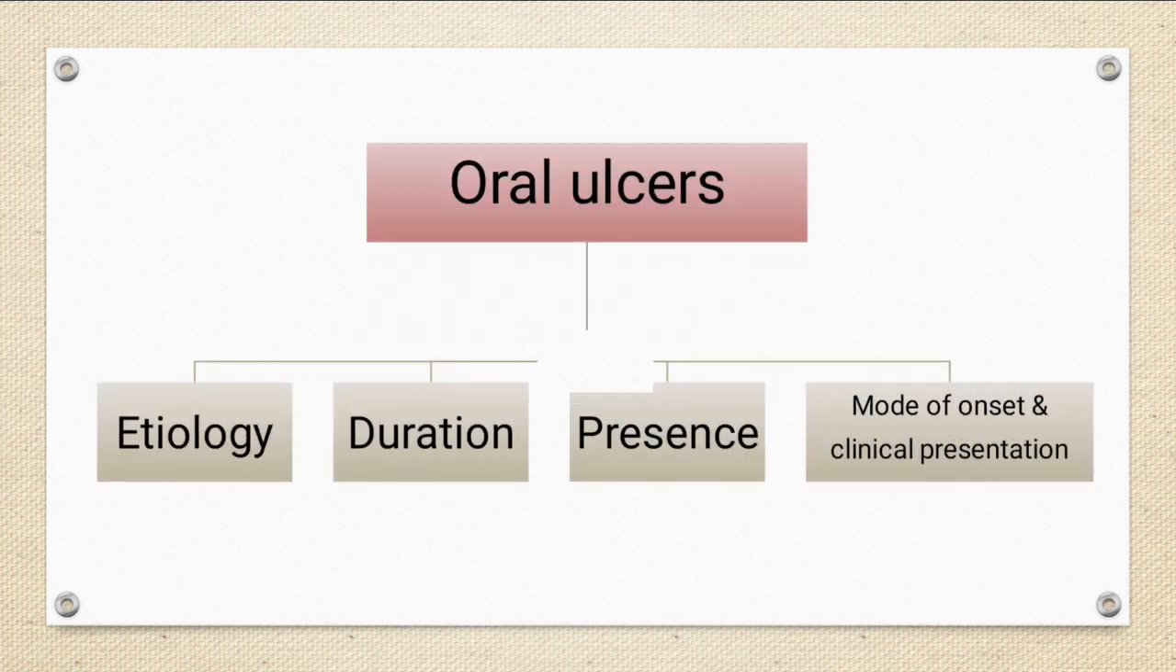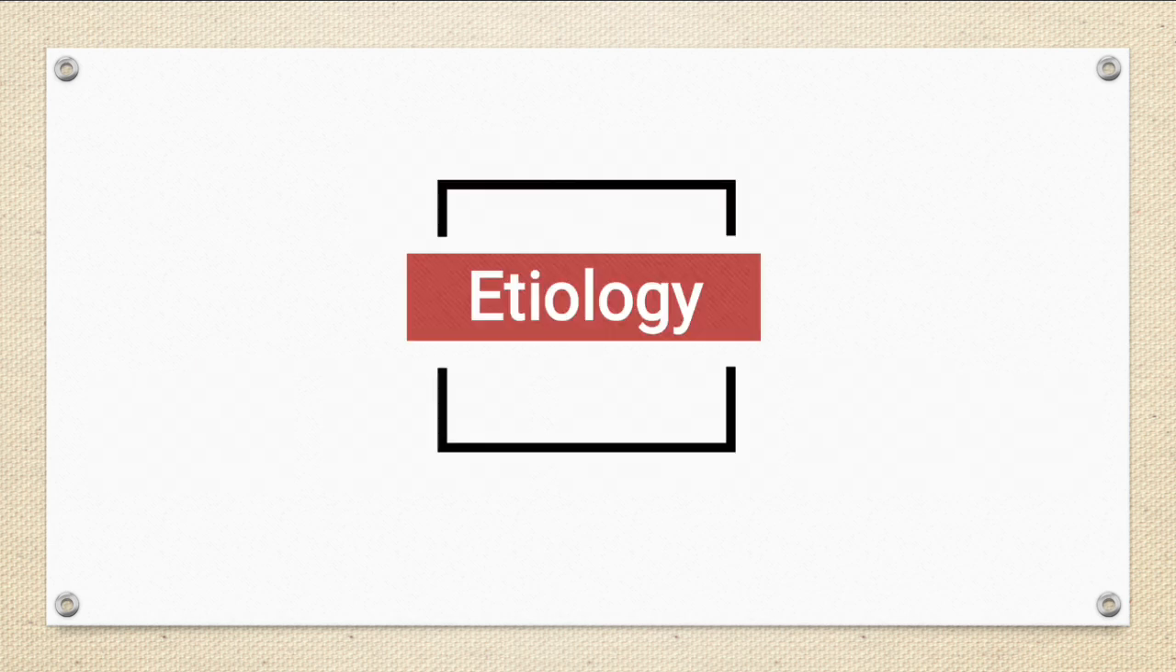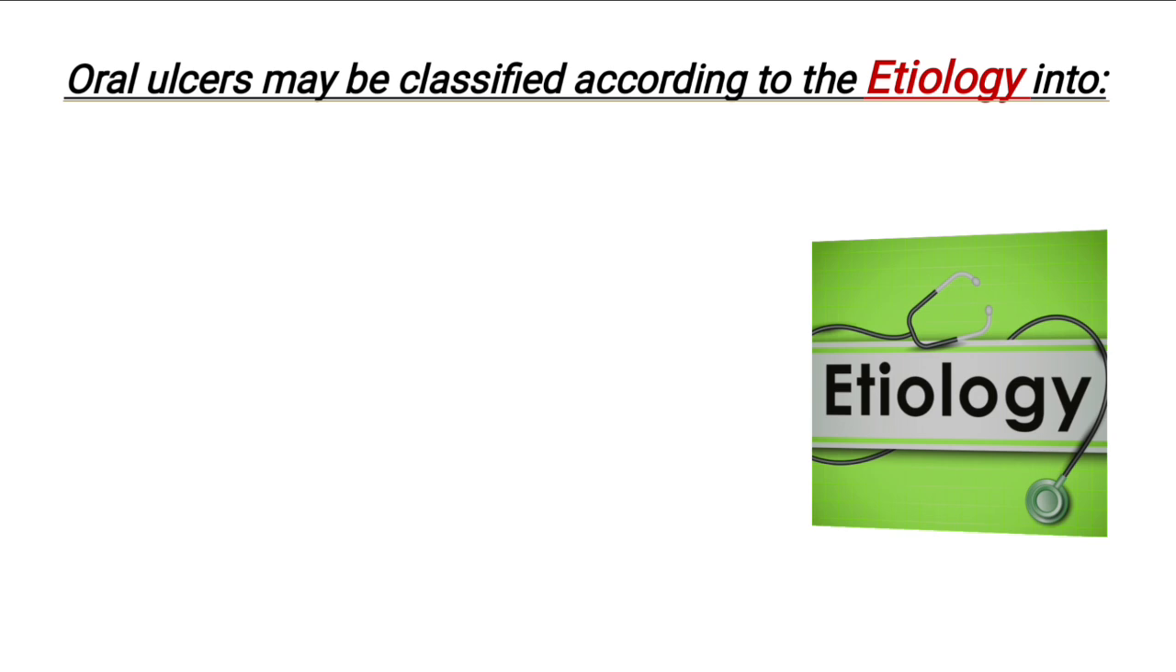Classification. Oral ulcers can be classified according to the etiology, the causes, the duration, the mode of onset, or the clinical presentation. Starting with the etiology, this could be a classification and could be oral ulcer causes.